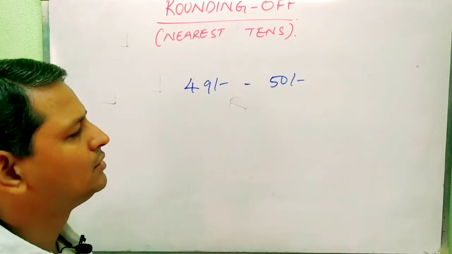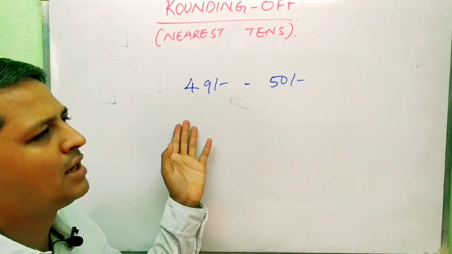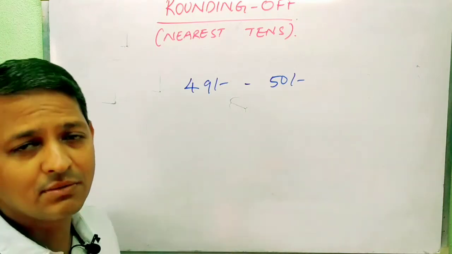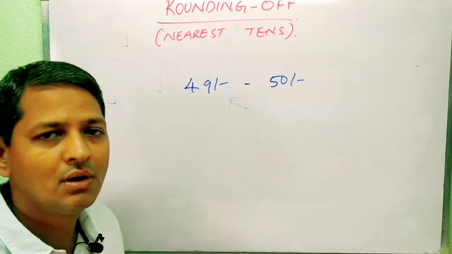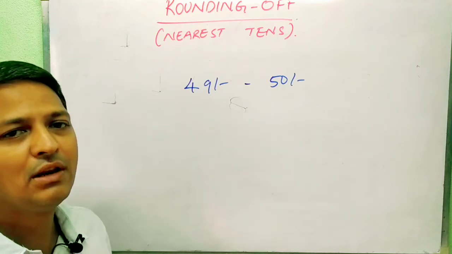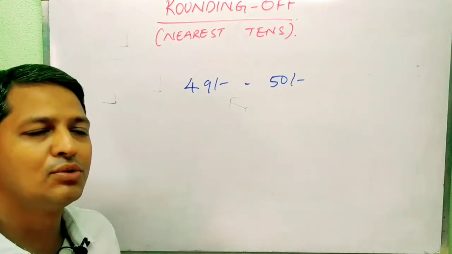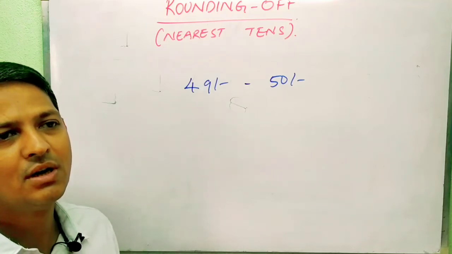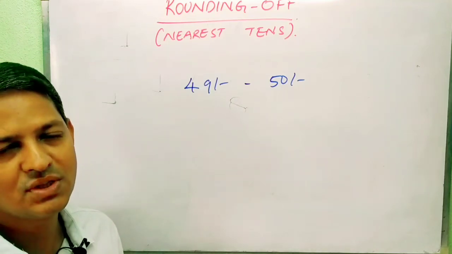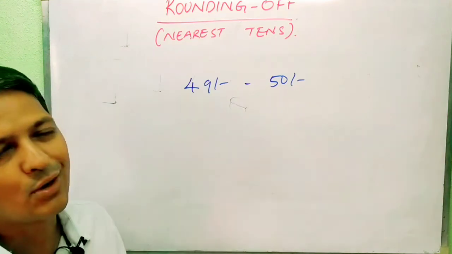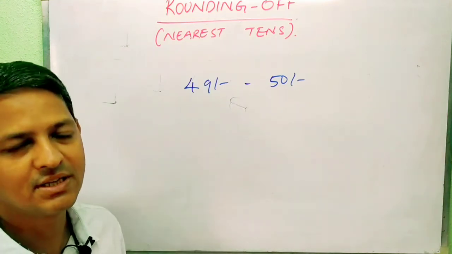So what did you do now? You just told the approximate price of the book, not the exact price of the book. So when we don't know the values exactly, we tell the values approximately, means to the closest number, closest to 10 we tell the value. That is what is called as rounding off a number to its nearest 10.